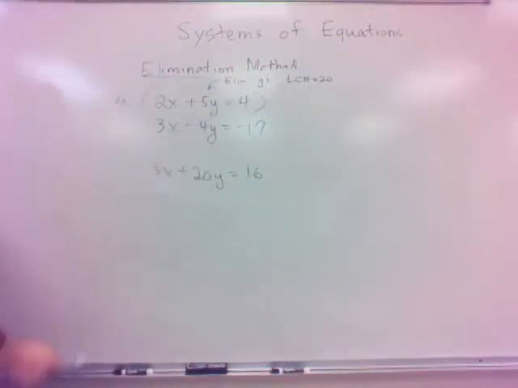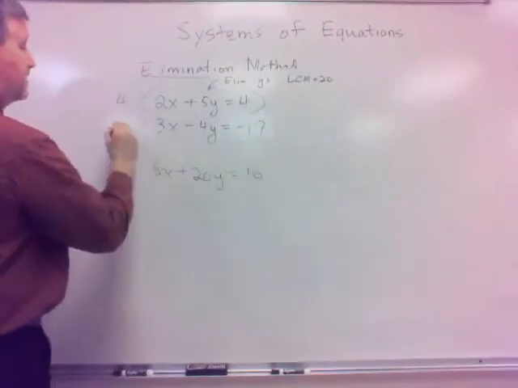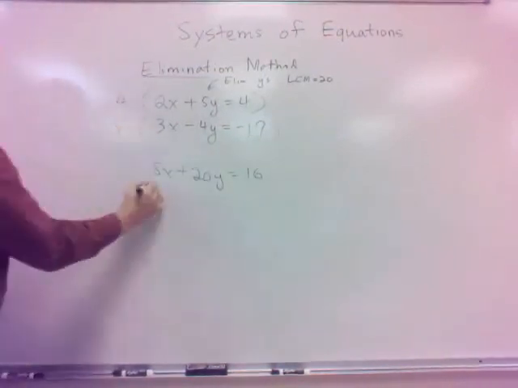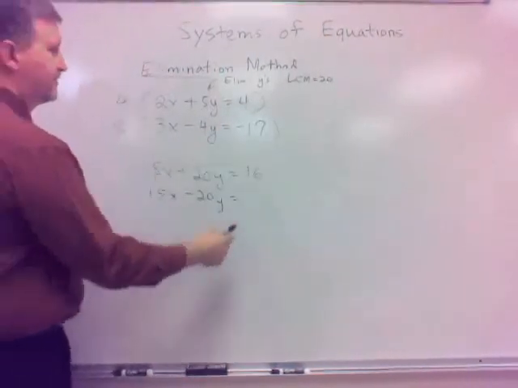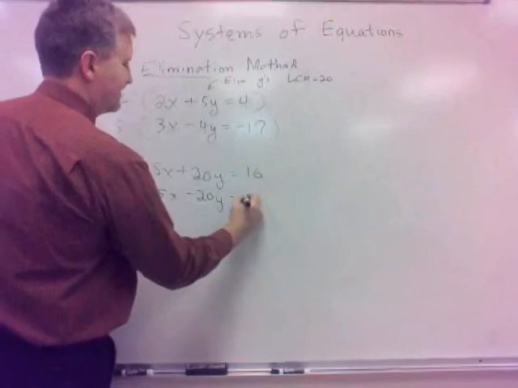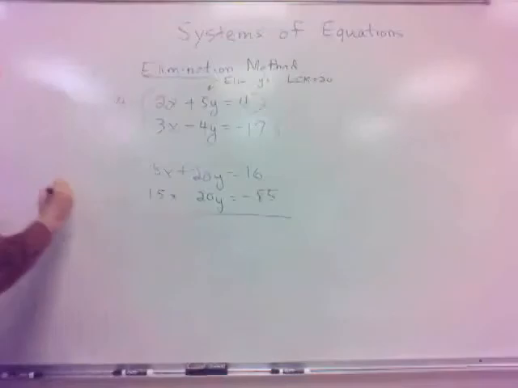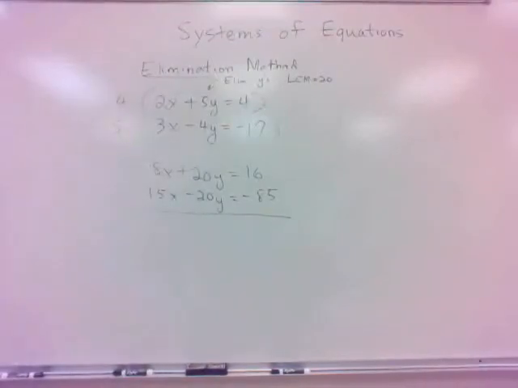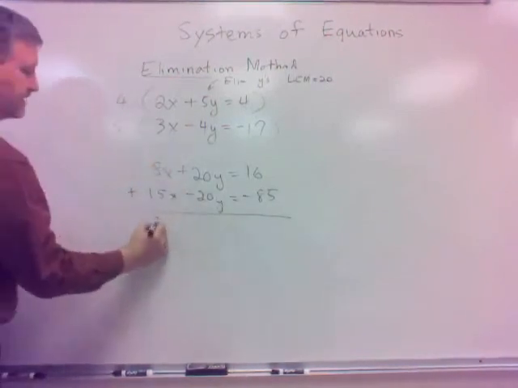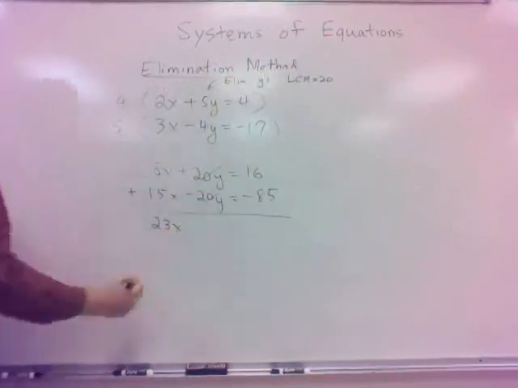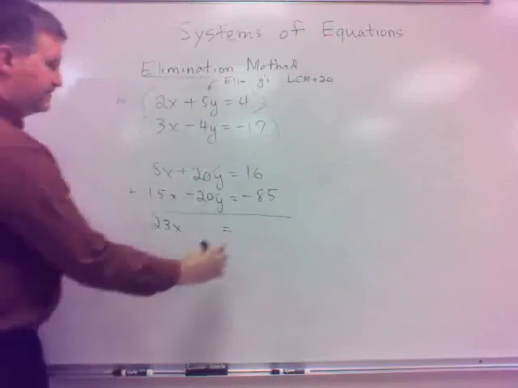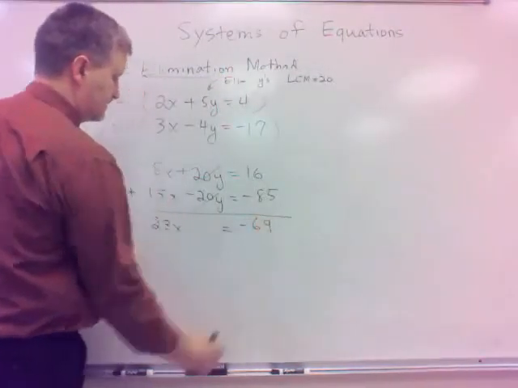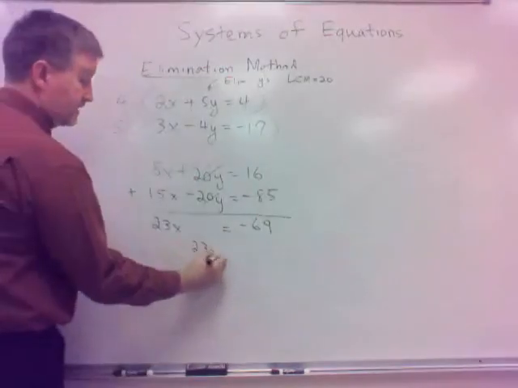And the bottom one I'm going to make minus 20. It's already got the minus, so all I have to do is multiply both sides by 5, don't I? And so that would be 15x minus 20y equals, oh, there's my 17 times 5 again. It's negative 85, isn't it? All right. And so, adding those together, 8x plus 15x is 23x. 20y minus 20y, that's 0. 16 minus 85, negative 69. Yeah, that's going to work out nicely.